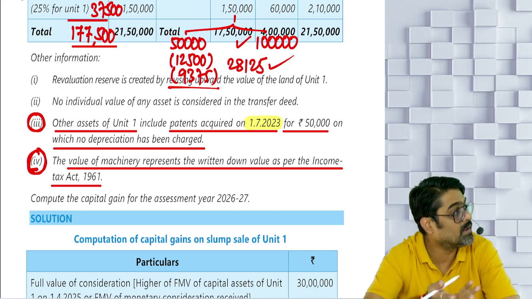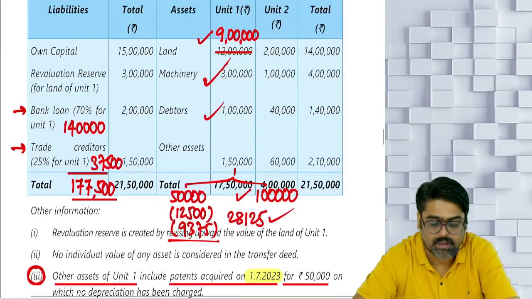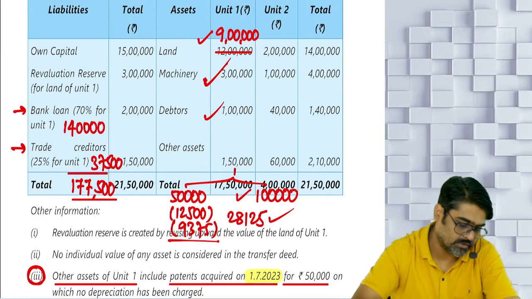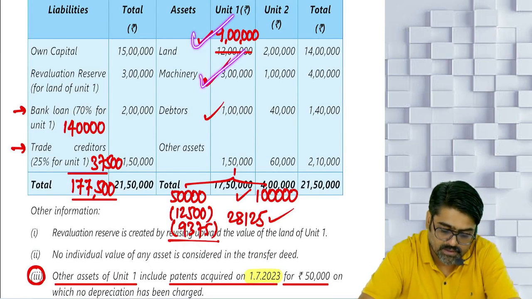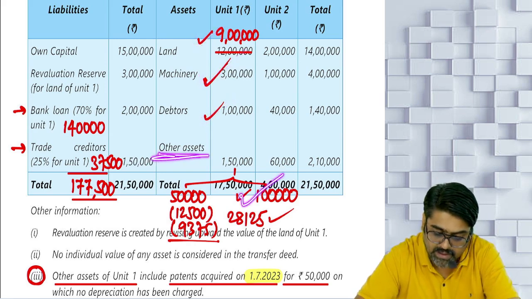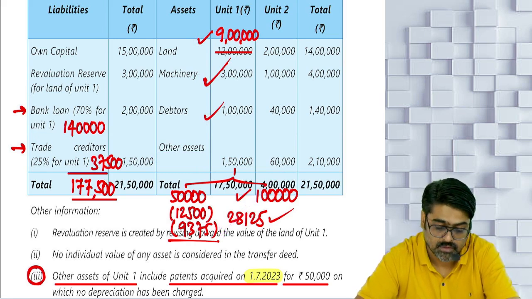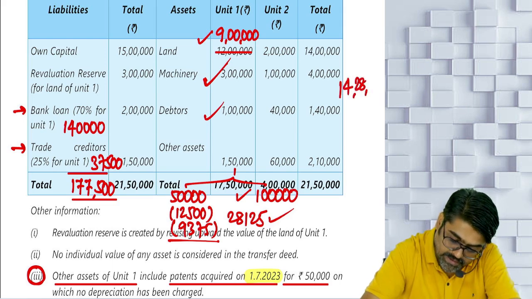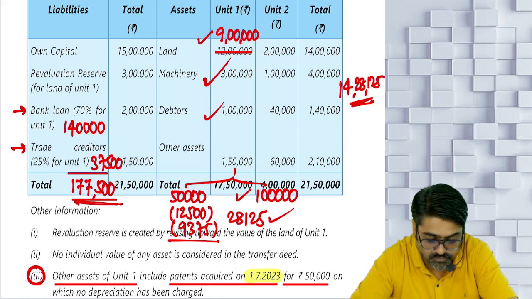And for other assets we will take how much? Full 1 lakh. Yes or no? So now on your calculator, we are supposed to take the value of all the assets. For land how much you will take? For machinery? For debtors? For other assets, this 1 lakh, yes or no? And 28,125 for patents. Total is how much? This is the total assets minus total liabilities.